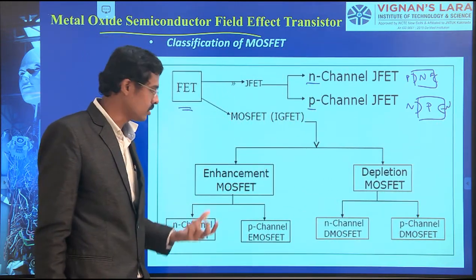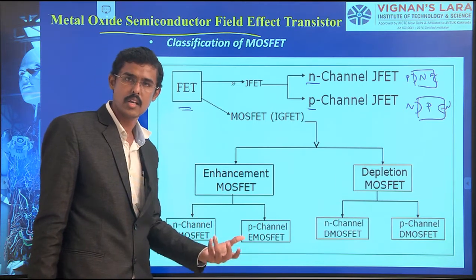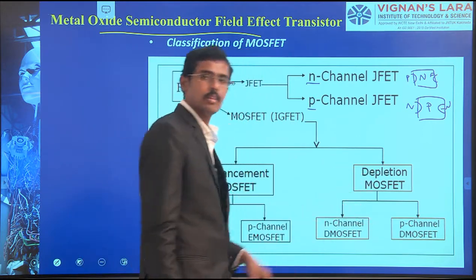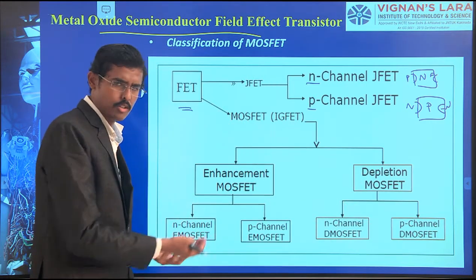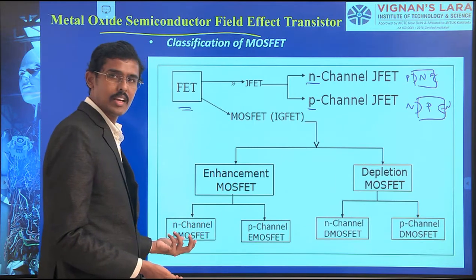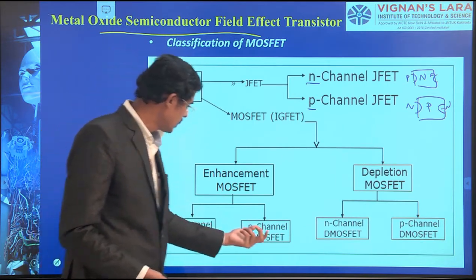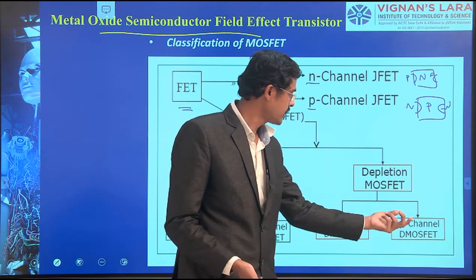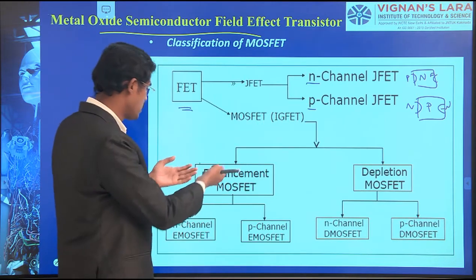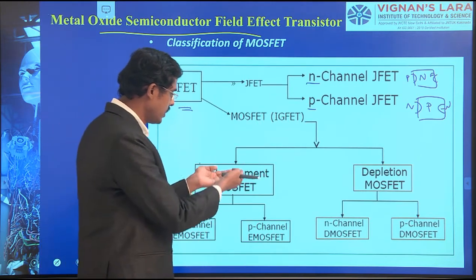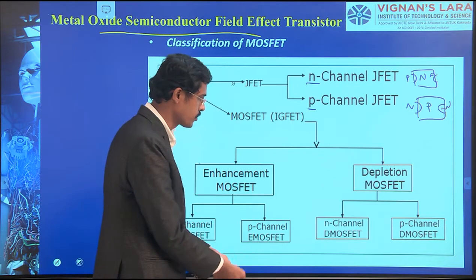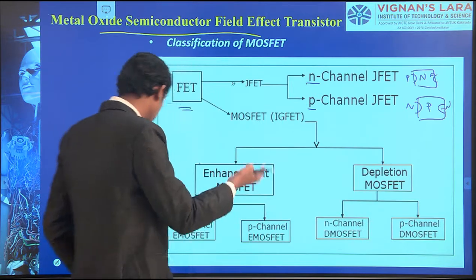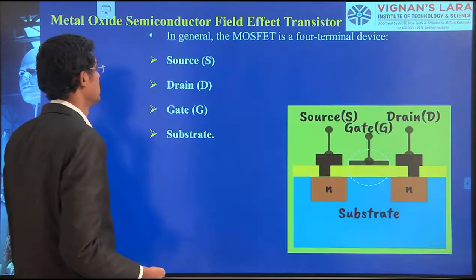In the MOSFET also, the same method of gate, source, and drain is there. But here I am dividing again into enhancement MOSFET and depletion MOSFET. The simple concepts we will understand. Similarly, there are the N channel MOSFET and P channel MOSFET: N channel enhancement, P channel enhancement, N channel depletion, and P channel depletion MOSFET. These categories we have to see now.